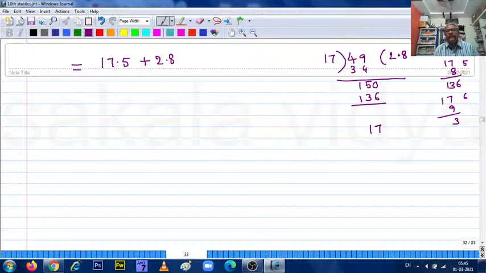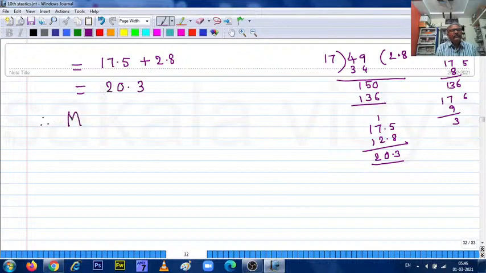Now 17.5 and 2.8 we need to add. 8 plus 5 is 13 and 1, 7 plus 1 is 8, 8 plus 2 is 10, 1. 20.3. So this equals 20.3. Therefore mean equals 20.3. So this is the answer.